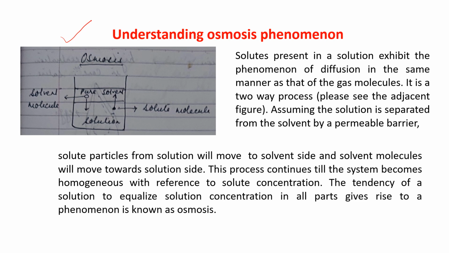This process will continue till the system becomes homogeneous. That means on both sides the same concentration of the solute particles should be present. So this process continues till the system becomes homogeneous with reference to the solute concentration. The tendency of a solution to equalize solution concentration in all parts gives rise to a phenomenon which is known as osmosis. And this process is known as osmosis.